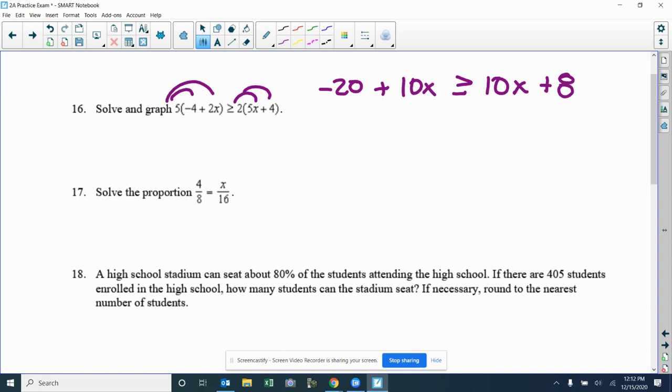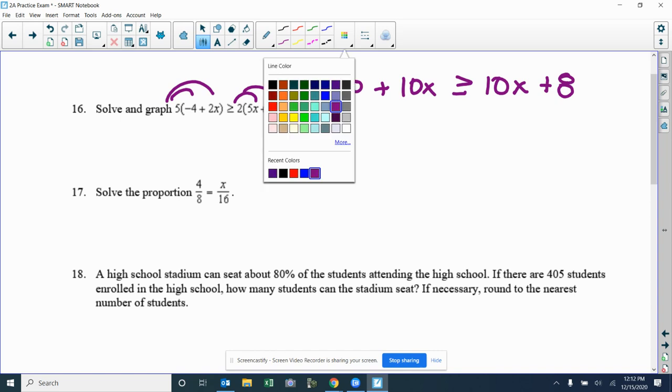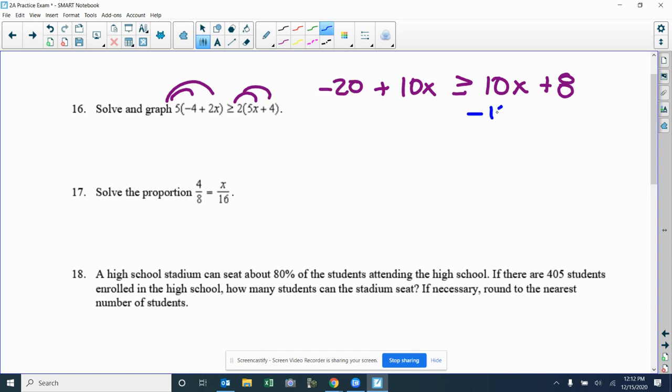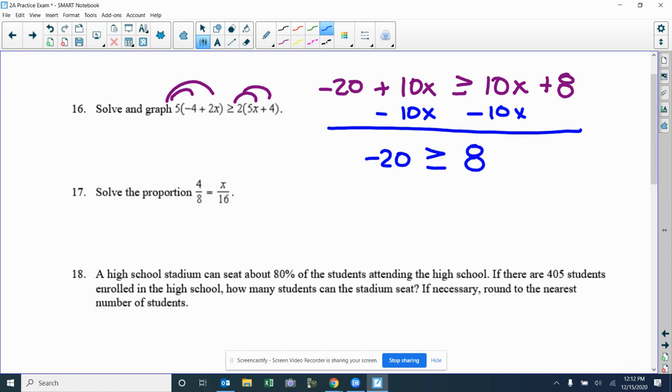Now we begin to solve. Let's get the x's on one side. So in that case, I'm going to subtract 10x. And here's a problem. What happens? All the x's are gone. I'm left with -20 greater than or equal to 8. There's no variables left.